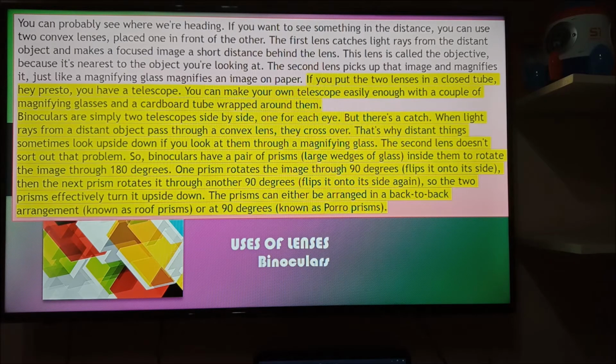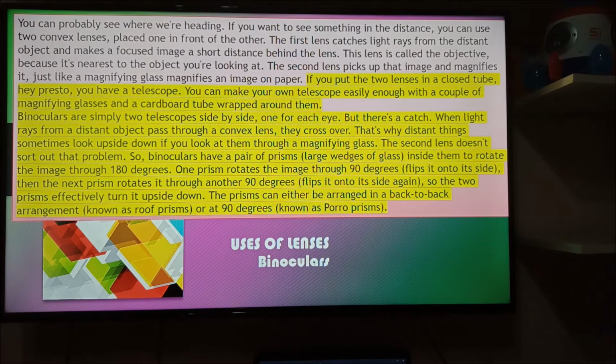But there's a catch. When light rays from a distant object pass through a convex lens, they cross over. That's why distant things sometimes look upside down if you look at them through a magnifying glass. The second lens doesn't sort out that problem.